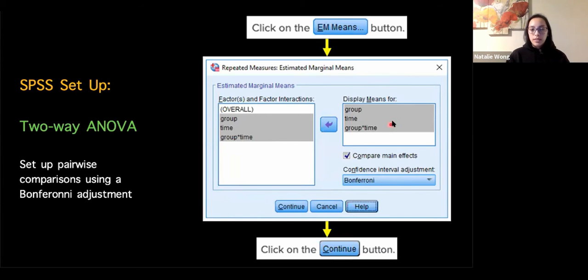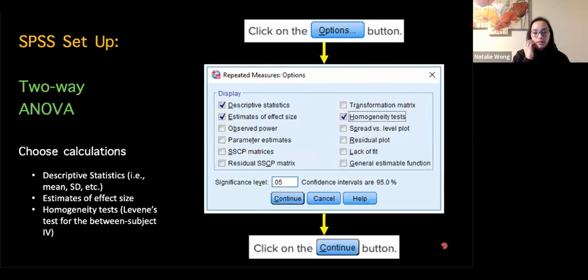So we transfer them into the display means for box, set them up with the Bonferroni adjustment, click continue. That'll take you back to the repeated measures dialog box. And then we go to options, make sure we have our descriptive statistics and estimates of effect size. This will generate your partial eta squared values. And the homogeneity test needs to be checked because we've got a between subject independent variable.